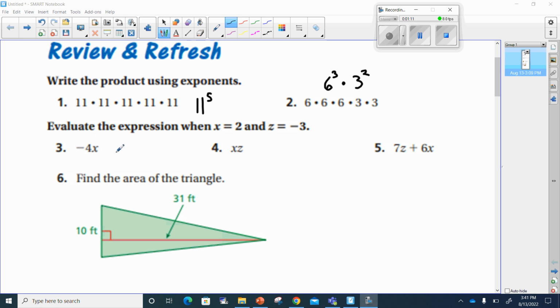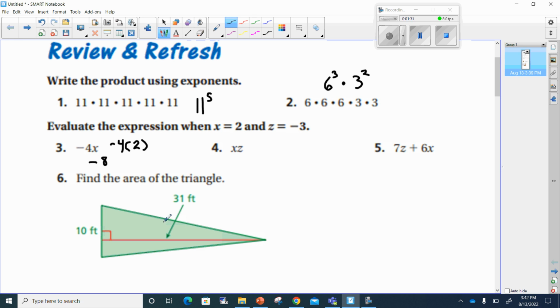All right, let's go on to evaluate the expression when x is 2 and z is -3. If x is 2, then this is really -4 times 2. And a negative times a positive is a negative, and 4 times 2 would be 8, so that'd be a -8. All right, the others are for you to do. Let's go ahead and go to number 6.